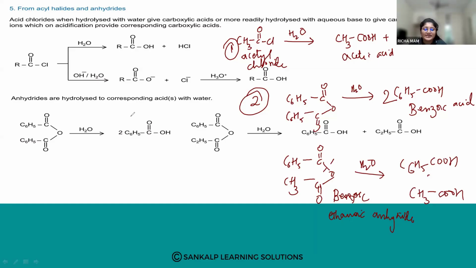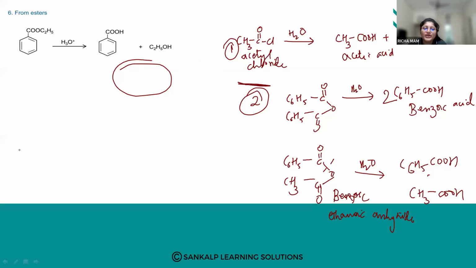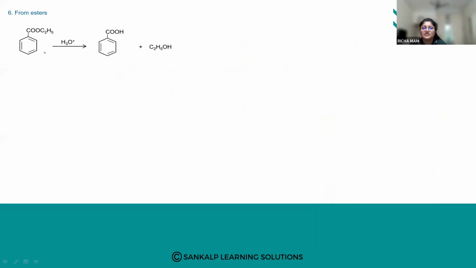Understood? So always, acid chlorides undergo base hydrolysis and give carboxylate ion formation, which on further acidification will give you the carboxylic acid. So this is the reaction. Next, we are going to go for esters. In esters, acid hydrolysis will directly give you carboxylic acid, while if it undergoes base hydrolysis, it will give carboxylate ion, which on further acidification gives carboxylic acid.